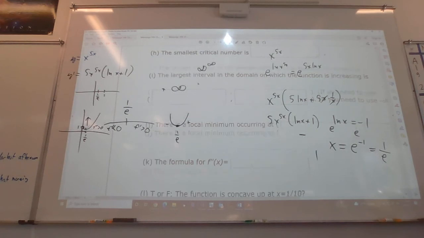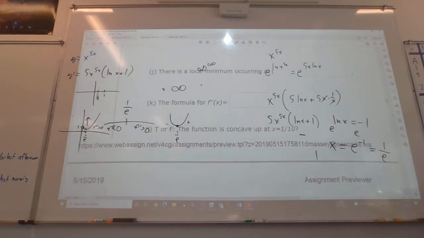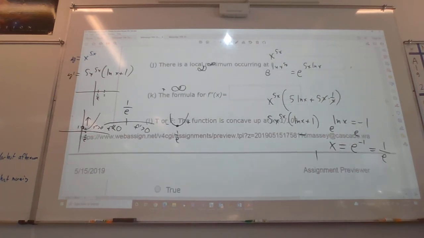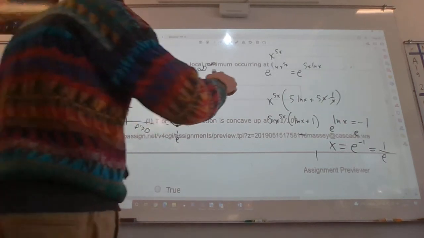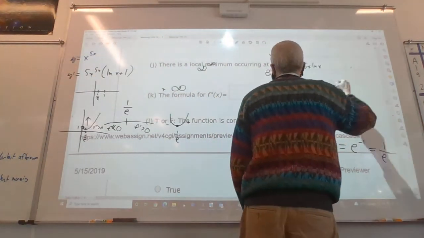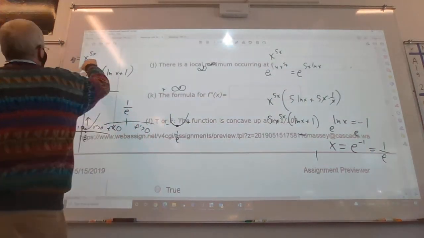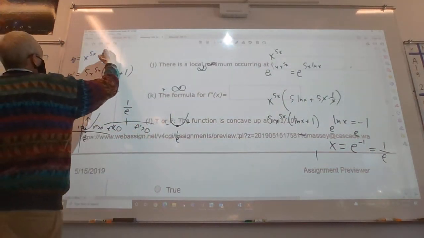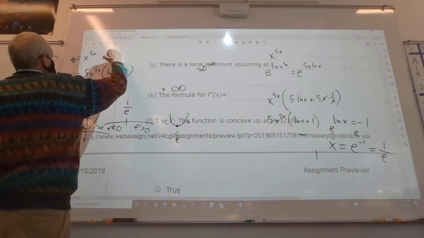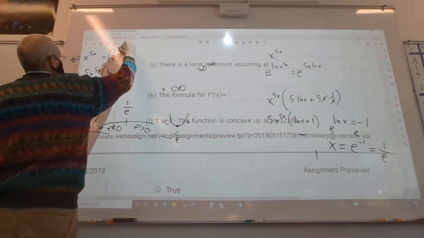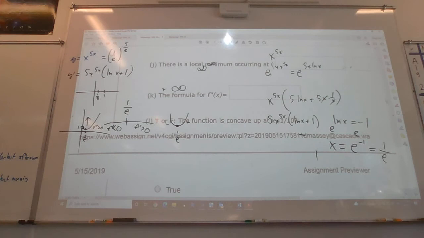Okay, oh my gosh, they do. Okay, we know there's a local minimum occurring at 1 over e. Oh, they want us to find the y value. Okay, so at 1 over e, comma, they want the y value. So you got to plug 1 over e into this equation. So 1 over e to the 5 over e power. There's no way that that's going to be like a nice pretty thing, right? It's going to be a decimal, some decimal. I don't think we can say that.